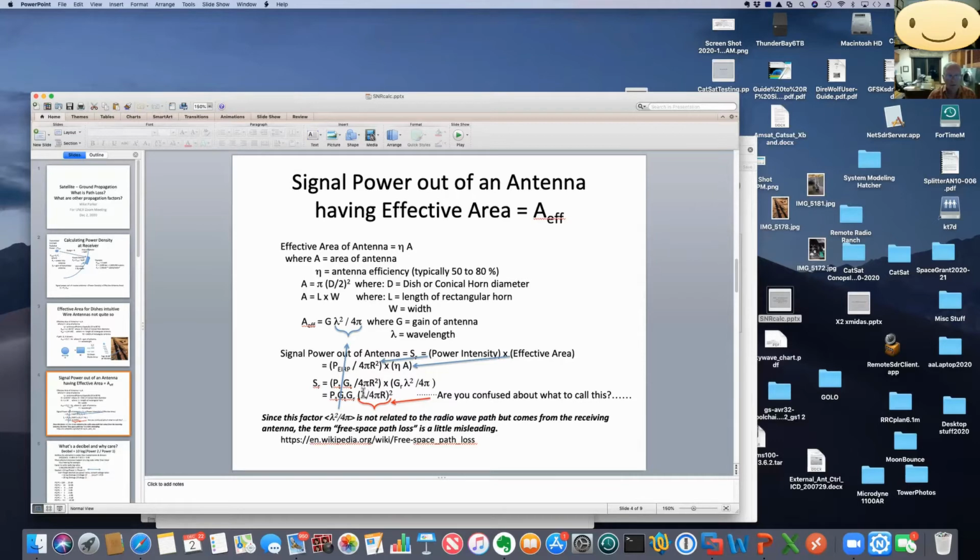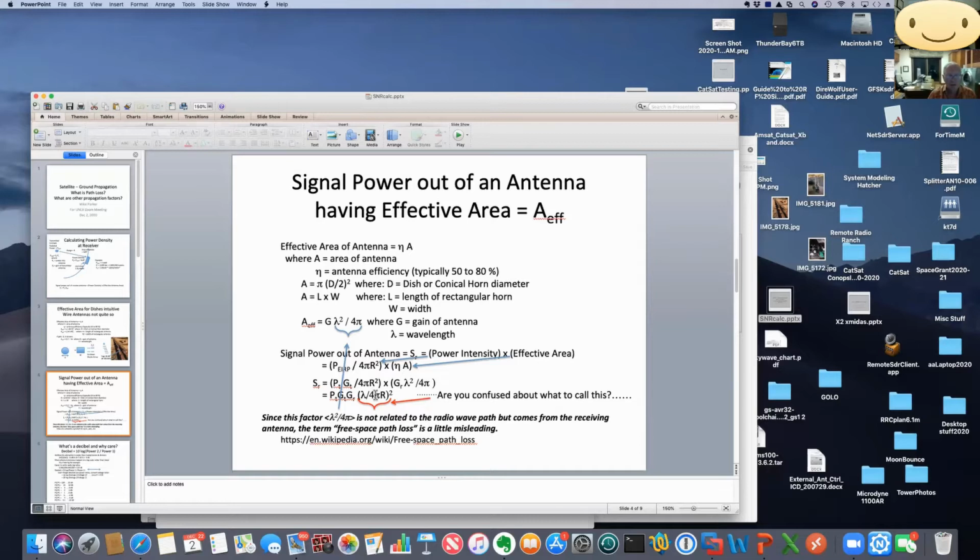Okay. So if you plug all those numbers in and work them through and cancel terms, you end up with this equation right down here. It says the signal received power is equal to the transmitted power times the gain of the transmitter times the gain of the receiver times lambda over 4 pi r, and the whole thing squared.